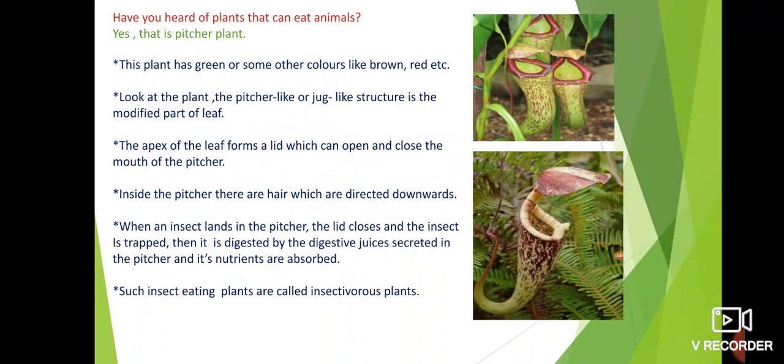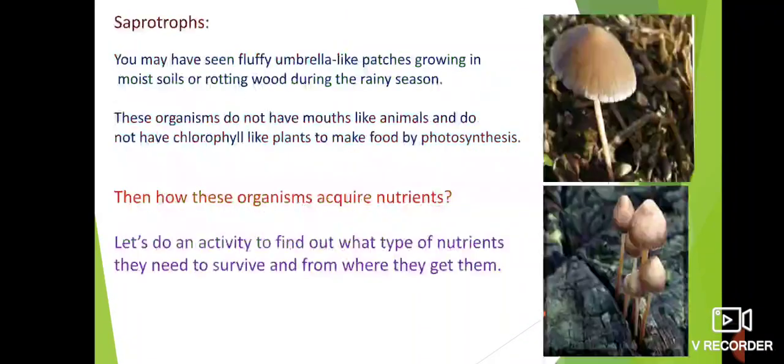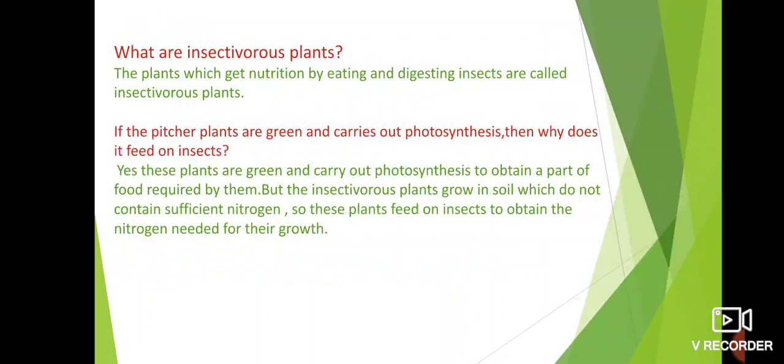See the images of pitcher plant here. The color of this pitcher plant is green, brown and red. If they have green color, it means they also have chlorophyll. Then why do these plants feed on insects? If pitcher plants are green and carry out photosynthesis, then why do they feed on insects?